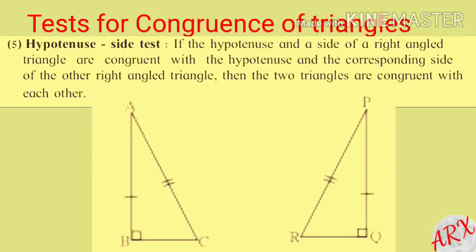And fourth test is hypotenuse side test. If the hypotenuse and a side of a right angle triangle are congruent with hypotenuse and the corresponding side of the other right angle triangle, then two triangles are congruent with each other by hypotenuse side test.